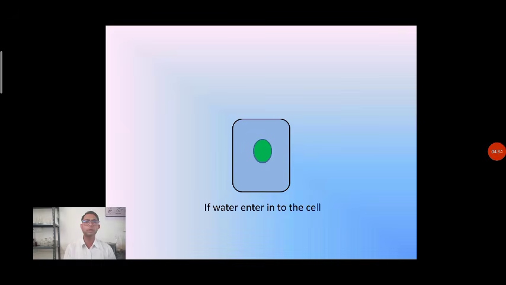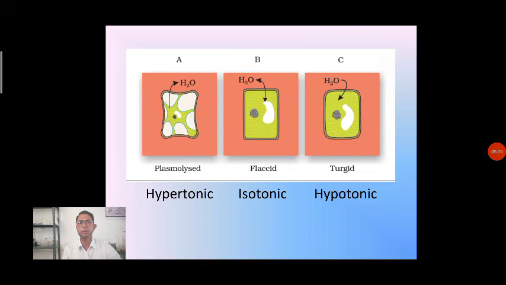Now the third condition: if water enters the cell, so from the external side water moves towards the inner side of the cell, then the solution is a hypotonic solution. So these are the three conditions where the water movement changes, and depending on the movement we can say the solution is either isotonic, hypotonic, or hypertonic. Among the three, one solution is there.